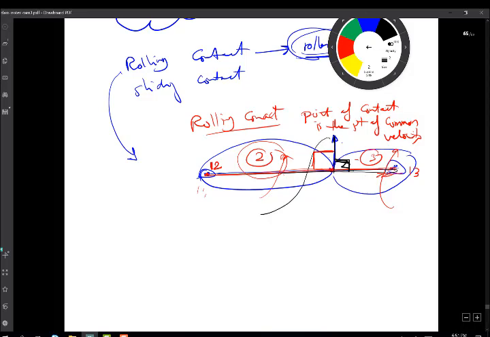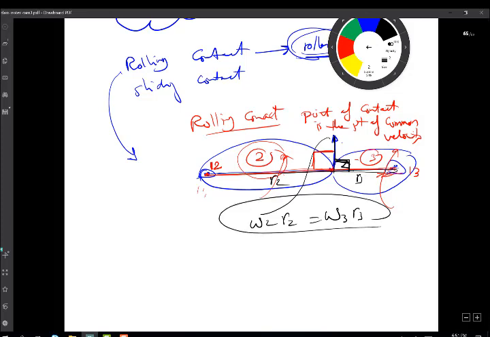So you can write the equation here saying, if this was R2 and this was R3, omega 2 R2 is equal to omega 3 R3. Rolling contact makes things much easier for us, such as this one, right?